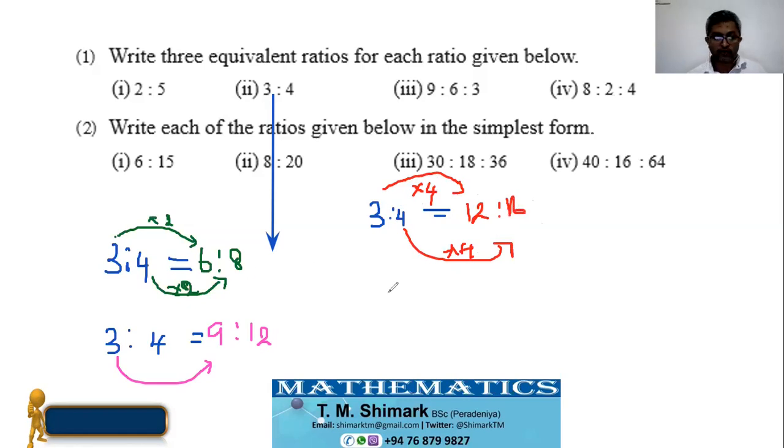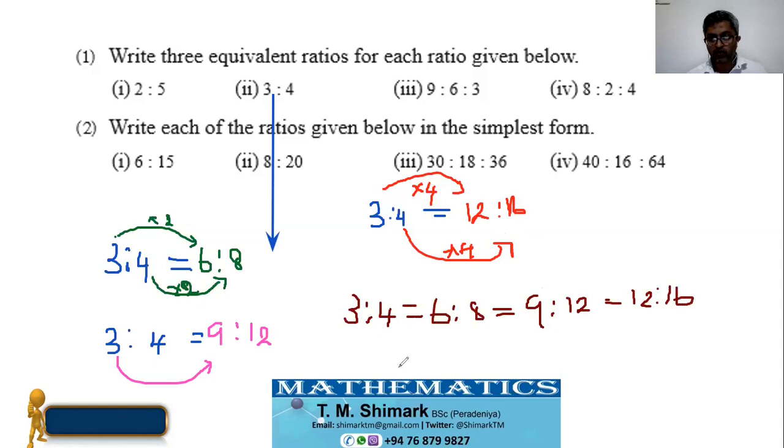All these are equal. So if I am writing in short, I can give all this like this. 3 is to 4 equal, 6 is to 8, 12 is to 16. All these are equivalent ratios.